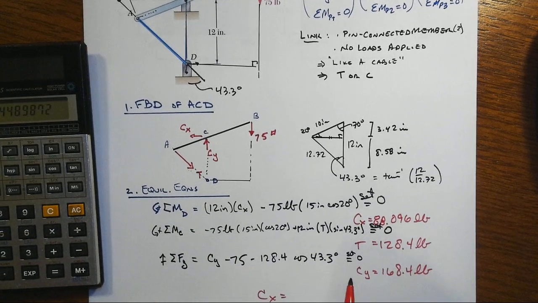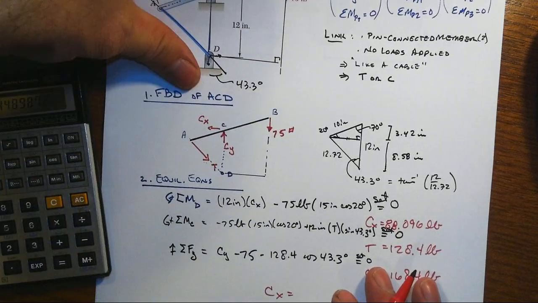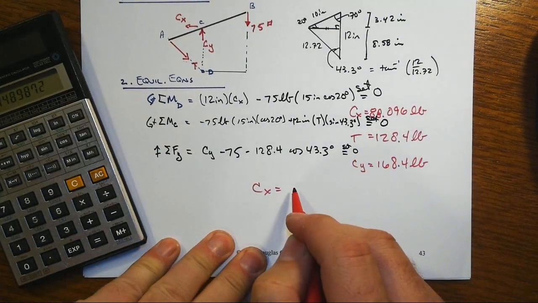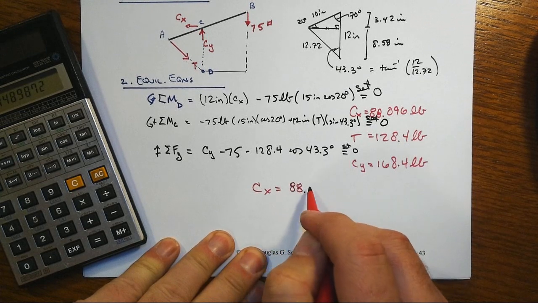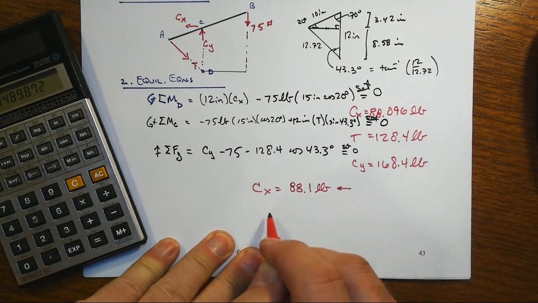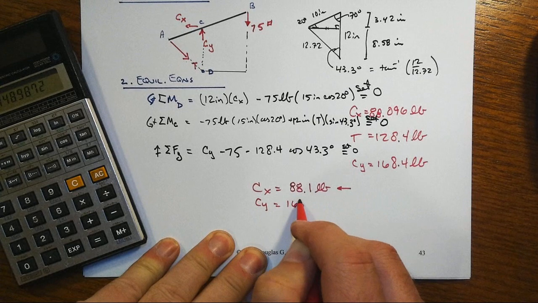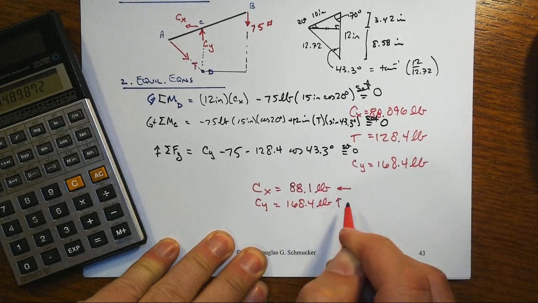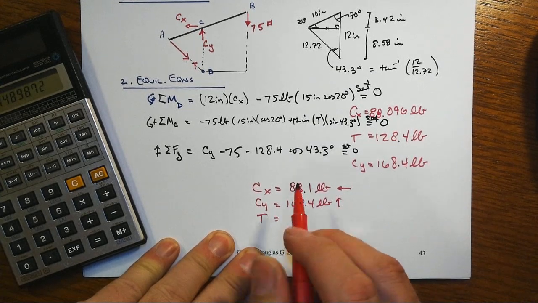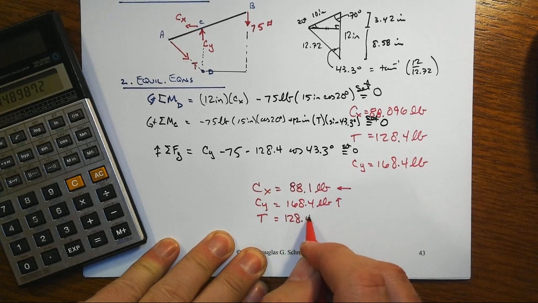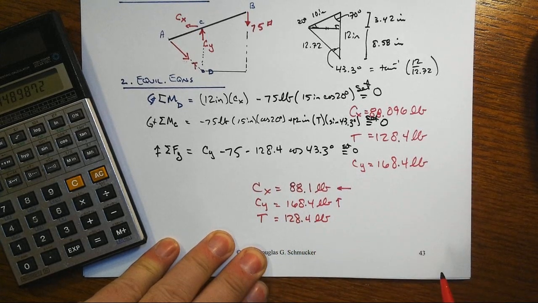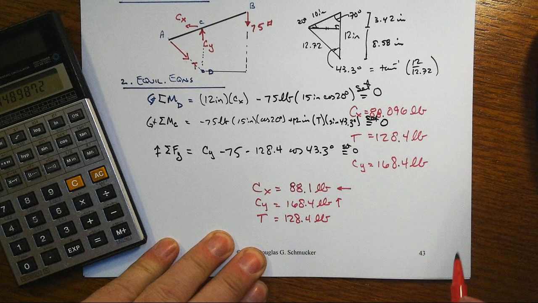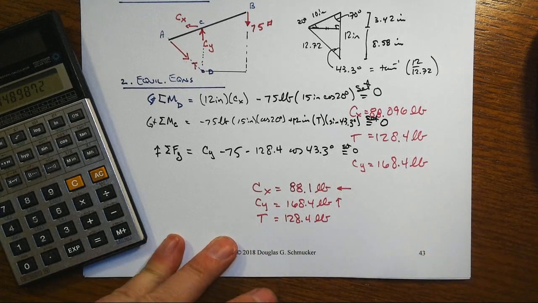Right, so what's our final answer here? Cx is equal to 88.1 pounds acting to the left. Cy equals 168.4 pounds acting up. And T is in tension, 128.4 pounds. And that's the force in the link. And there's our 3 answers that were requested.